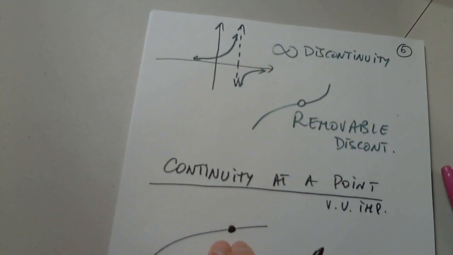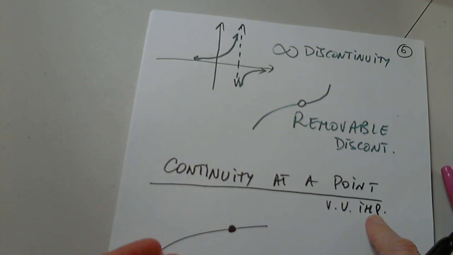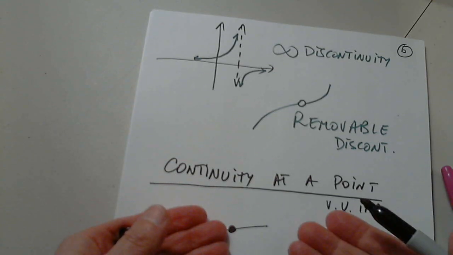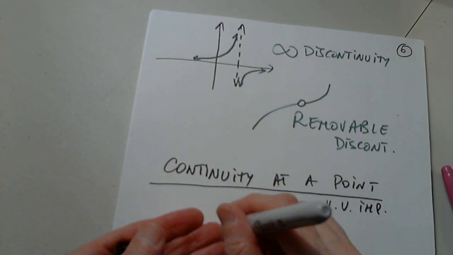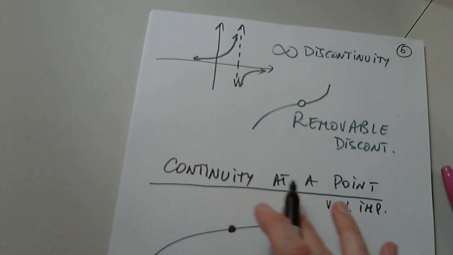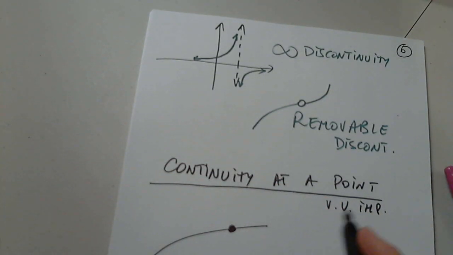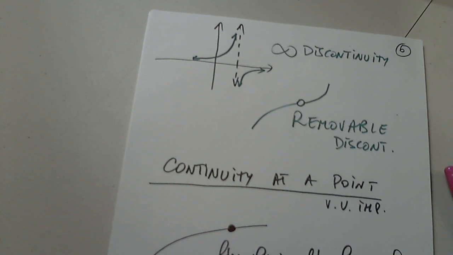So let's say I pick this point. What does continuity at the point mean? It means that the limit from the left, the limit from the right, equals the function value at that point. That's the definition of continuity at the point. So the limit as x approaches a of the function from the left must equal the limit of the function, of course, when x approaches a from the right, must equal f of a.